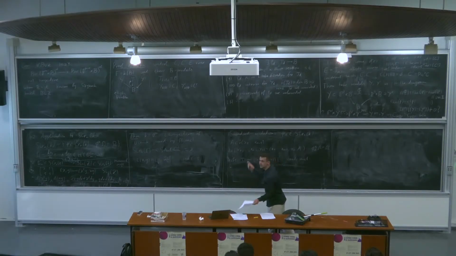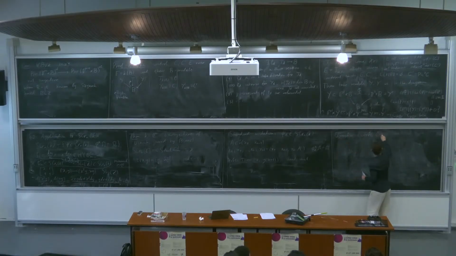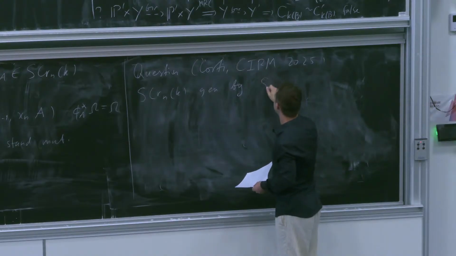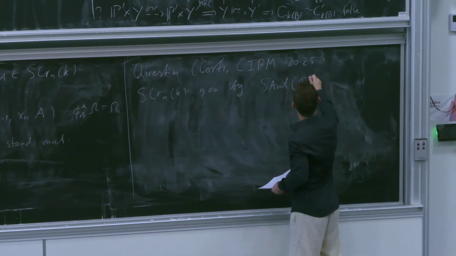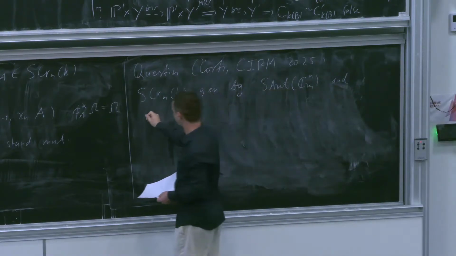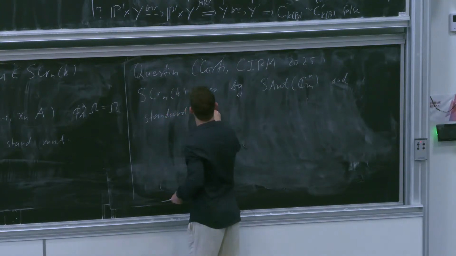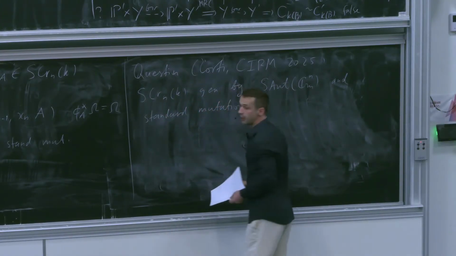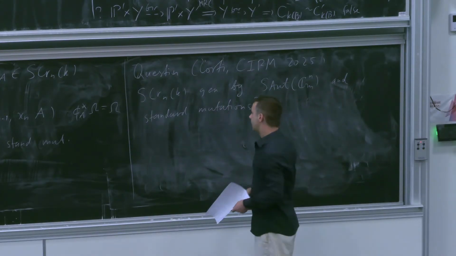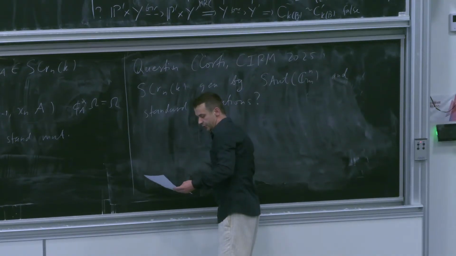So why did I start even thinking about this? Last month, Corti, at the CIRM conference in 2025, where some of you have been present, asked the following question, motivated, I think, by the invariants. He asked whether the special Cremona group is generated by special automorphisms of the torus and standard mutations. So, like in dimension 2. And we're in a position to deal with this question.